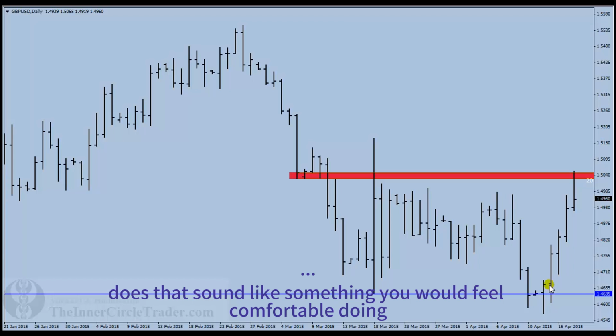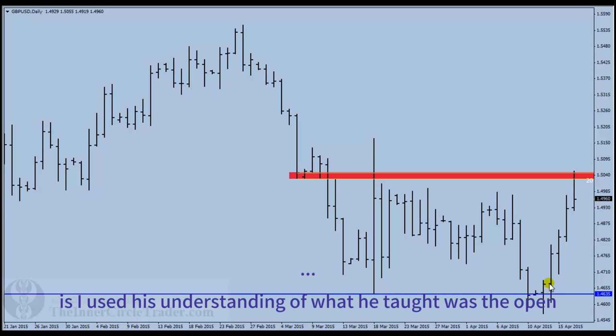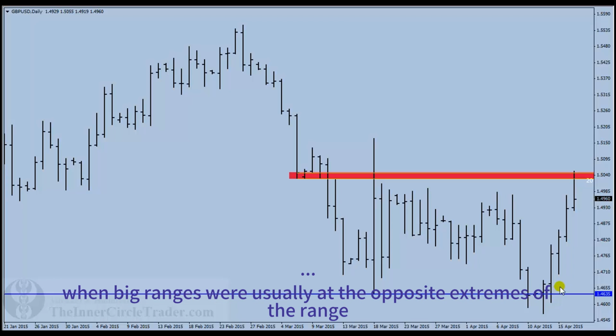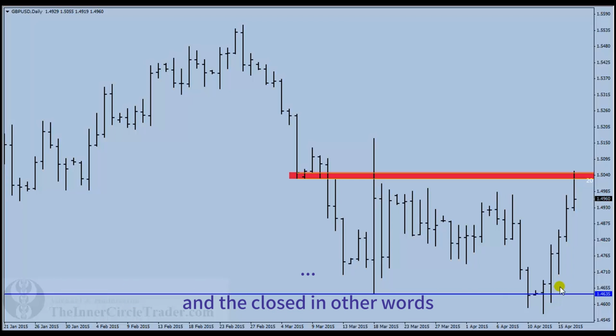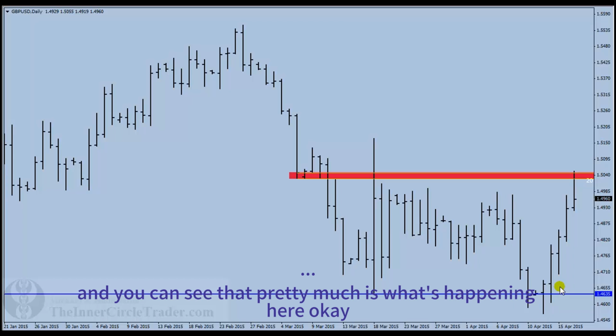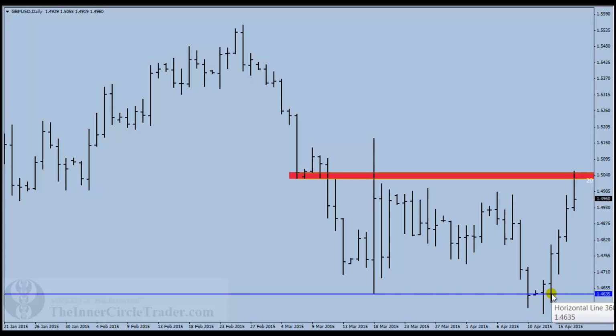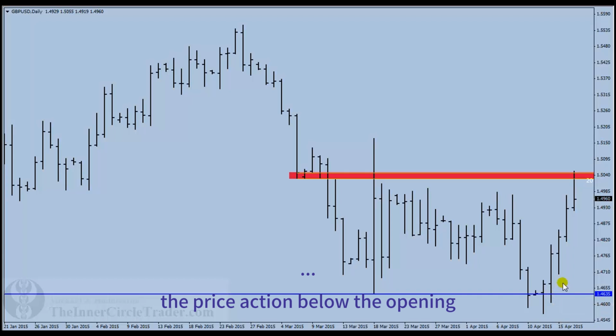Okay, the close is above the opening on up days, as you would expect, but the price action below the opening, that to me is what separates the elite from those individuals that don't look at price like that. Okay. And that insight is what was garnered by me when I rubbed elbows with the banking industry. And when you get the understanding of what they're doing below that opening price, everything falls into place.